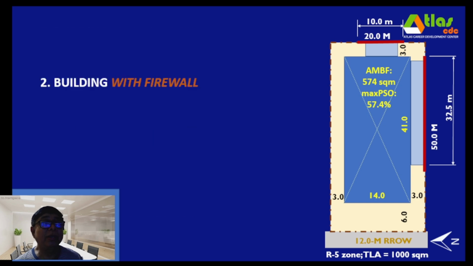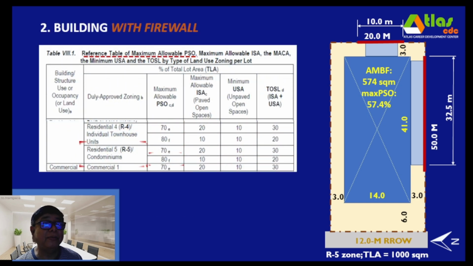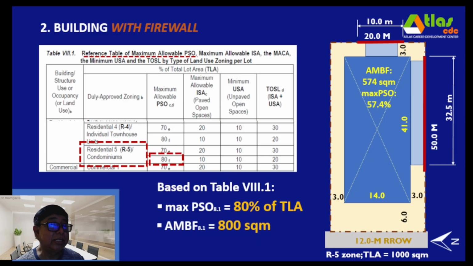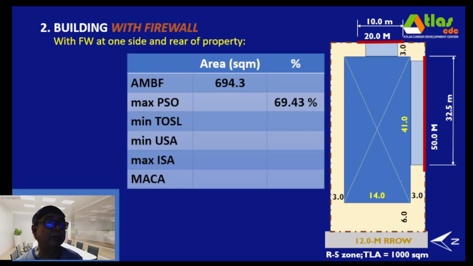And we are to check that with table 8.1, but here at table 8.1, still our maximum PSO is 80%, or 800 square meters AMBF, still bigger. So again, the one that will prevail is the minimum setbacks, 694.3 square meters or 69.43%, with firewall at one side and the rear of the property.